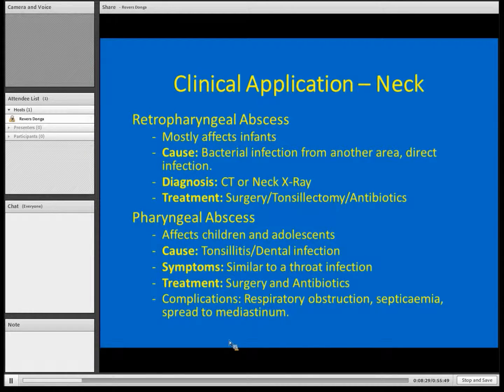And the treatments: surgery, tonsillectomy, and antibiotics, and they're relatively obvious in what they do. Pharyngeal abscess, again, mostly in children and adolescents. Causes are tonsillitis and dental infections. The symptoms are very like a throat infection, so you get sore throat, nasal voice, fever. Treatments are surgery and antibiotics. It can lead to complications like respiratory obstruction. If you get larynx edema, you're going to get restriction of the trachea. It can lead to septicemia like most infections, and it can spread to the retropharyngeal space, which goes down to the mediastinum.